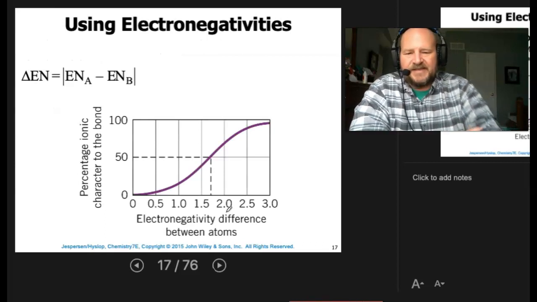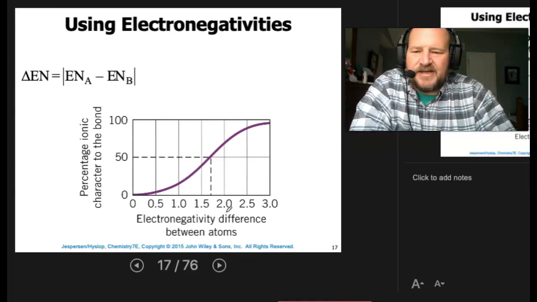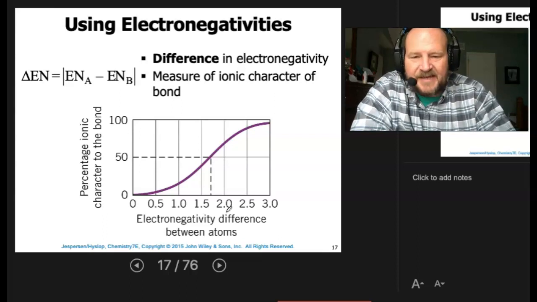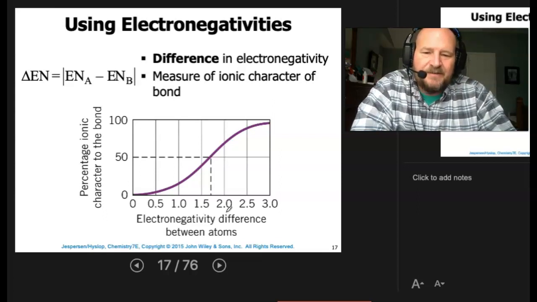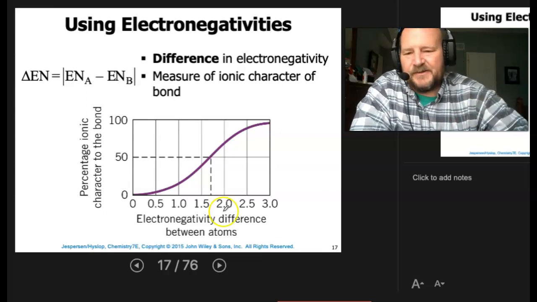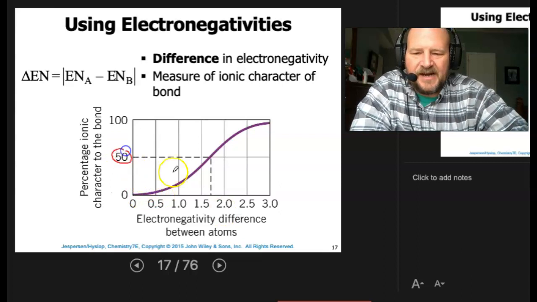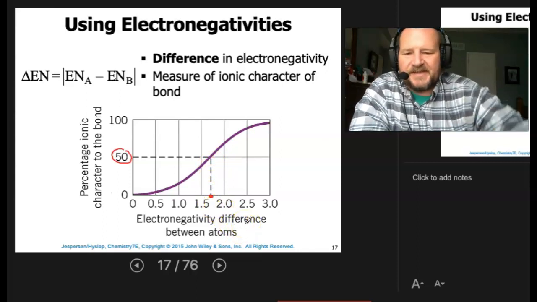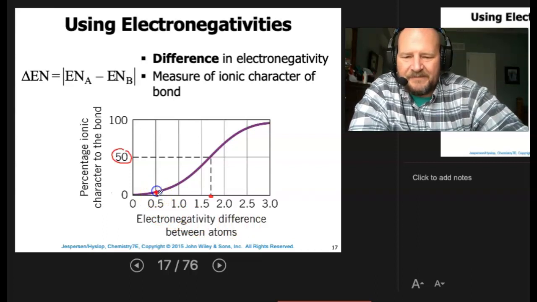So again, using electronegativities, the change in the electronegativity will be the absolute value of the two subtracted. The difference in electronegativity then is a measure of the ionic character of the bond. And again, it's a sliding scale. Okay. Notice the zero would be a covalent bond going all the way to 3.0, which means you have a completely ionic bond. Somewhere in there, we'll say where the character is. So here you can see we're saying we have a 50% ionic character that actually falls at about 1.7 maybe, right? So when we say it's nonpolar, we usually say it's about 0.5. So you can see down in here, we're still in that sort of flat section of that curve.